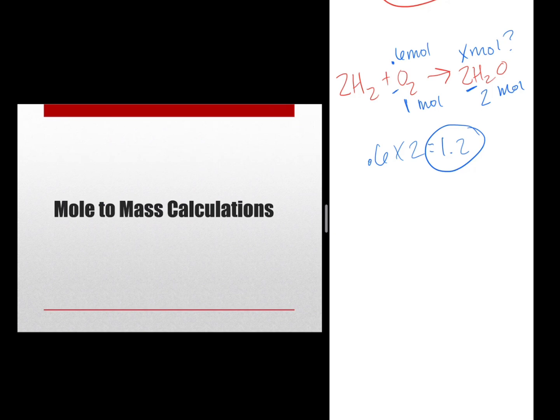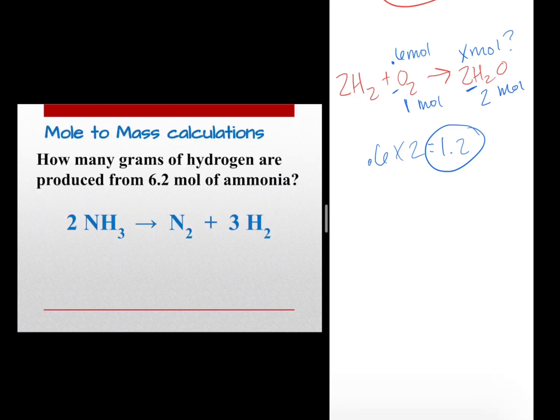We can also do mole to mass calculations. So it's the same basic concept, but when we start talking about mass, we're going to need things like our molar mass, which means we're going to need a periodic table here in a minute. So here's my equation. It says how many grams of hydrogen, so I'm looking for grams of hydrogen, are produced from 6.2 moles of ammonia. So here's ammonia, 6.2 moles.